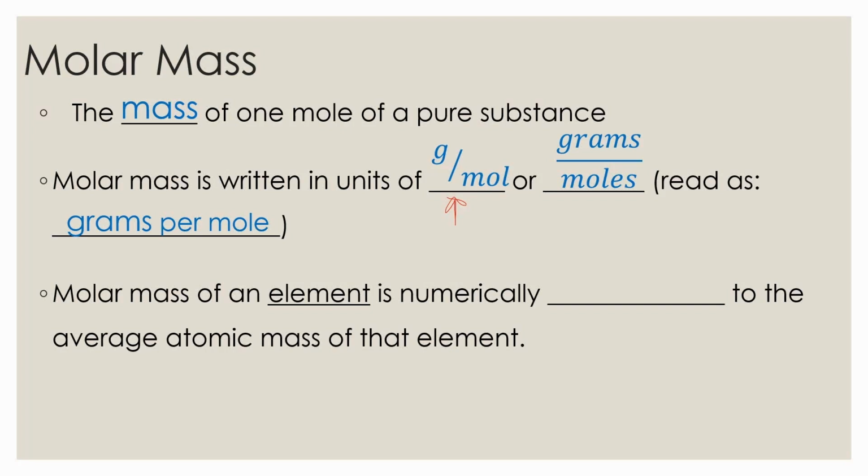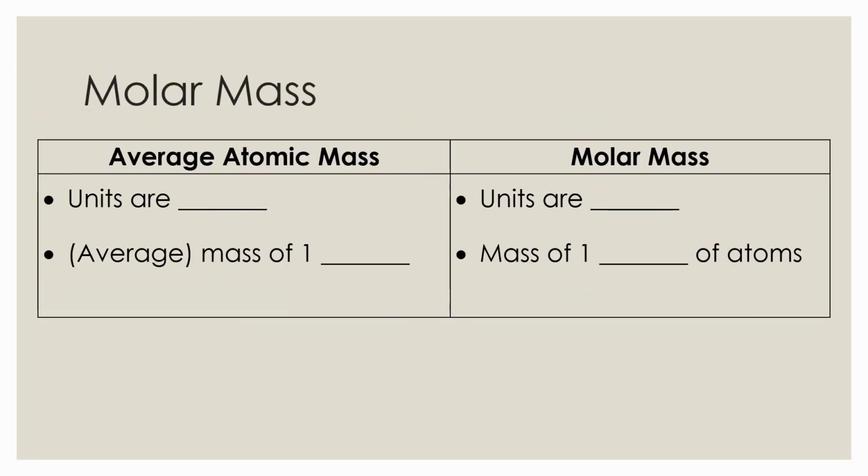Something you're going to notice about this when we start looking at molar masses is that the molar mass of an element is going to be numerically equivalent to the average atomic mass of that element. The number we're going to use for molar mass is the same number we were using for average atomic mass, but that doesn't mean they're the exact same thing.